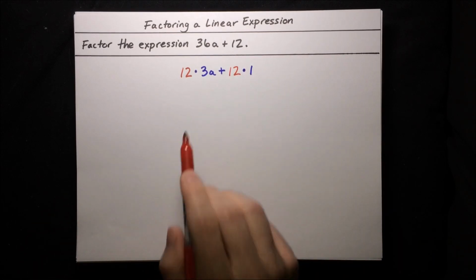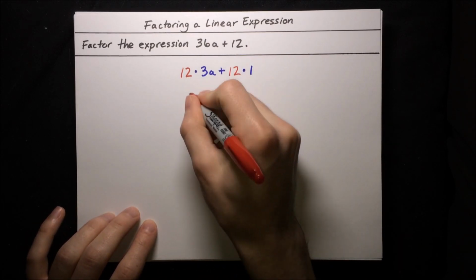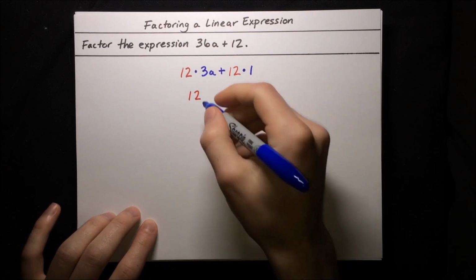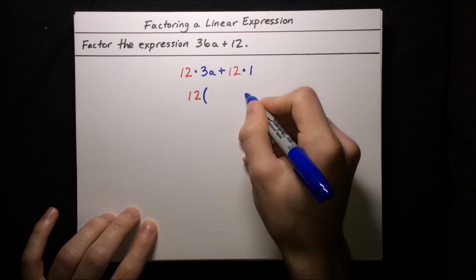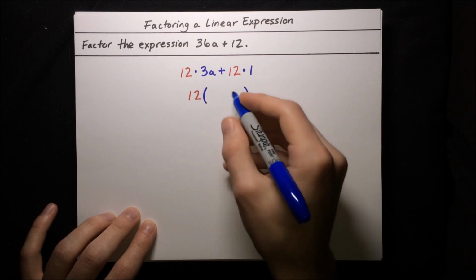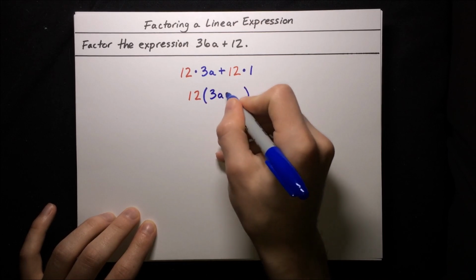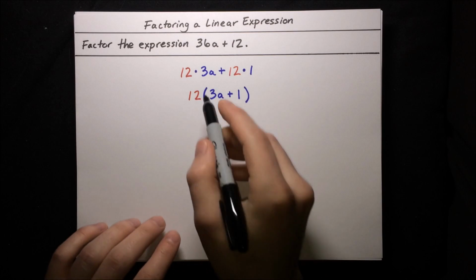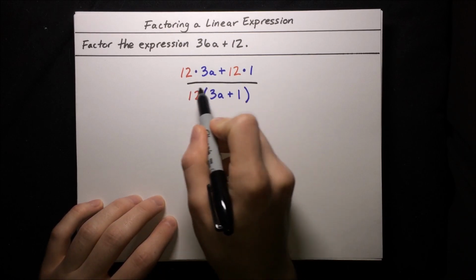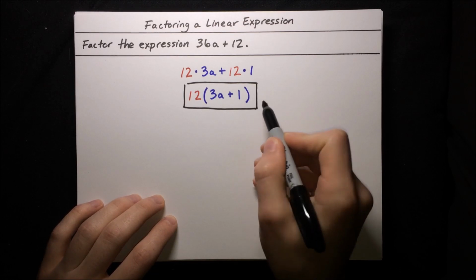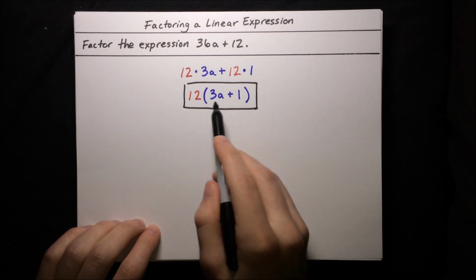Now we can go ahead and factor out that 12. So we'll pull out a 12 and then write the rest in parentheses. And what stays in the parentheses is the other 2 factors, 3a and 1. So 12 times the quantity 3a plus 1. So there we go, we've got it. That's the factored expression. And we can also check that this is the correct factored expression by expanding it out.